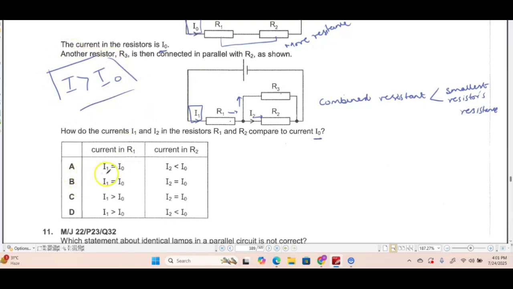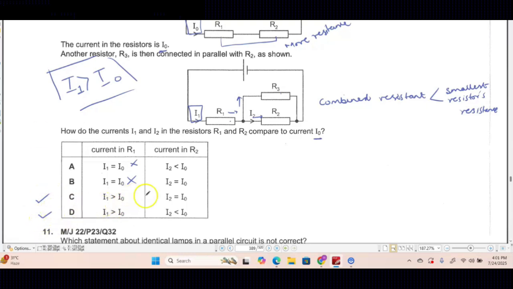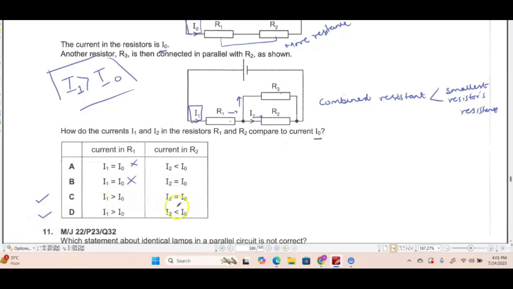So option A states that I1 is equal to I0. No, I1 can never be equal to I0. ठीक है? Because here the resistance is more, here the resistance is less. So option B states that I1 is greater than I0. Yes, this is correct. But now we have to look at these other options. This is going to be the decisive factor that our correct option is C or D.